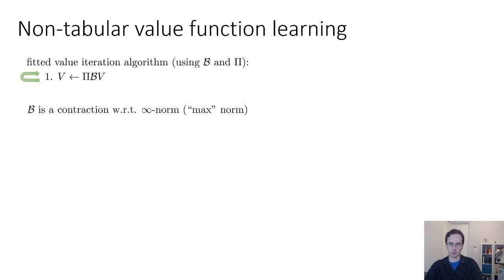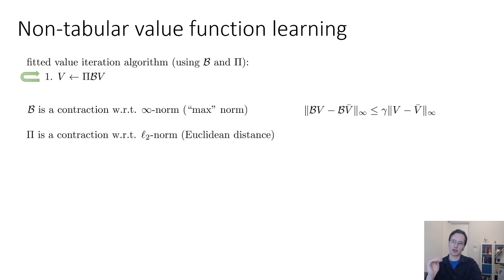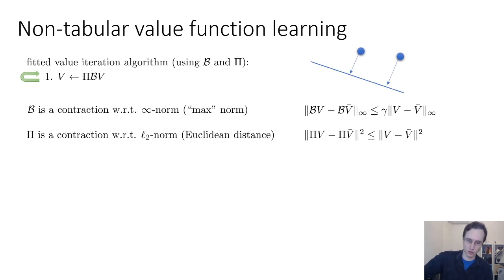B is a contraction with respect to the infinity norm, the so-called max norm. So that's what we saw before. Pi is a contraction with respect to the L2 norm, with respect to Euclidean distance. So ||pi v minus pi v bar||² is less than or equal to ||v minus v bar||². So far so good. Both of these operators are contractions. The reason, by the way, the intuition behind why pi is a contraction is that if you have any 2 points in Euclidean space and you project them on a line, they can only get closer to each other, they can never get further. So that's why pi is a contraction.